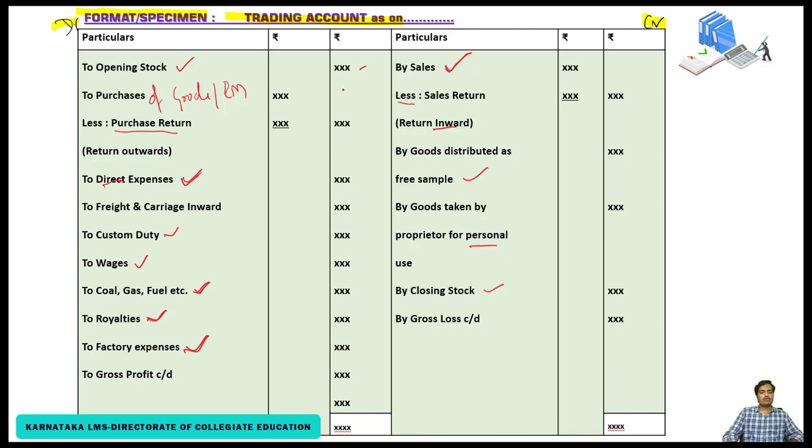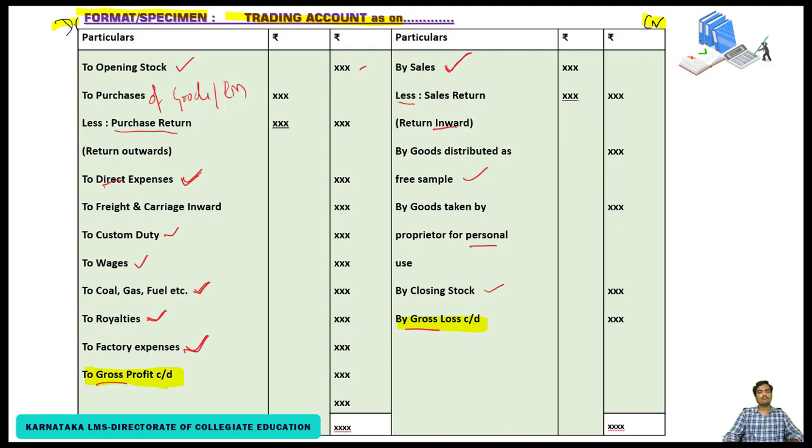And if you record all these transactions, then the result may be in the form of gross profit or gross loss. So if we record all transactions, the results may be gross profit or gross loss. So by disclosing the gross profit or gross loss, we can easily analyze the trading performance of a business concern. To judge the trading performance of a business concern, the gross profit or gross loss in this trading account is the most important element.